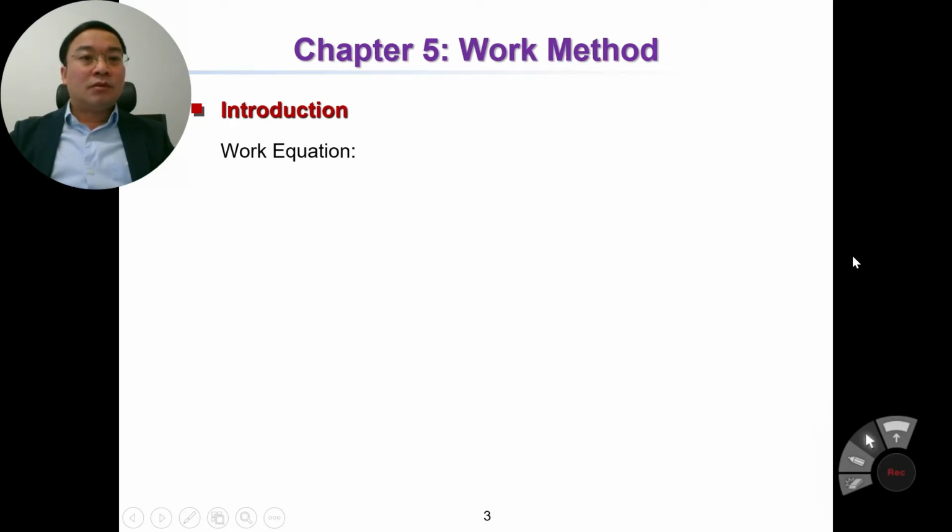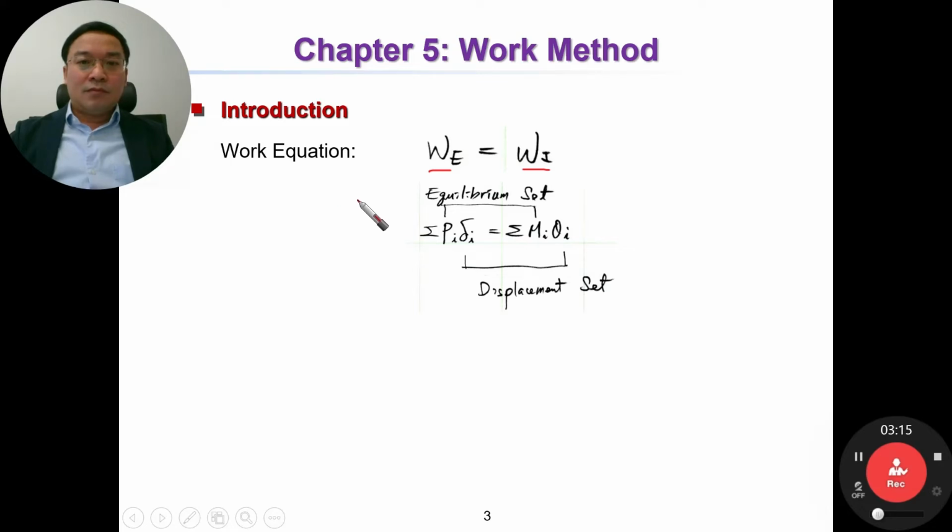And one more thing that I already mentioned is work equation. In chapter 3, I already mentioned the work equation is WE equal to WI. Here, WE is external work, and here is internal work. In terms of equilibrium set and displacement set, the left-hand side part is external work, and the right-hand side part is internal work. And P and M is equilibrium set. Theta and delta is displacement set.